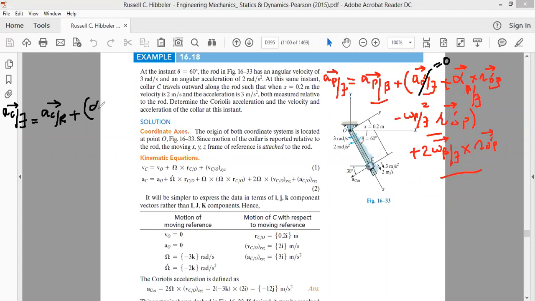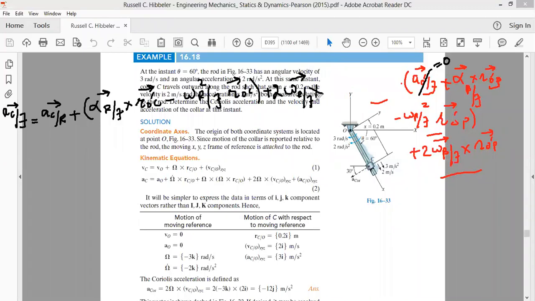So we have alpha beta, that is acceleration of rod with respect to ground, cross product with R O dash P, that is the radius vector drawn from O dash to collar, bracket close, minus angular velocity of beta, that is angular velocity of rod with respect to ground, squared, and the radius vector from O dash to collar, plus twice angular velocity of rod with respect to ground, vector cross product with R O dash P, the radius vector drawn from O dash to collar. This is the expression for acceleration.